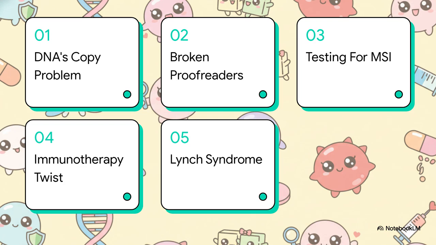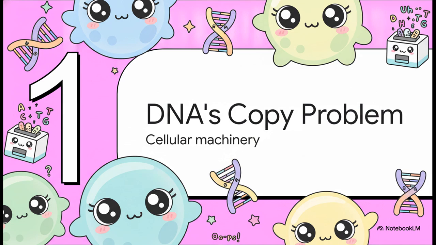Here is our roadmap for today. 1. DNA's copy machine problem. 2. The broken proofreaders. 3. How we test for MSI. 4. The immunotherapy plot twist. And 5. Beyond treatment: Lynch syndrome. Let's get started with part 1, DNA's copy machine problem.